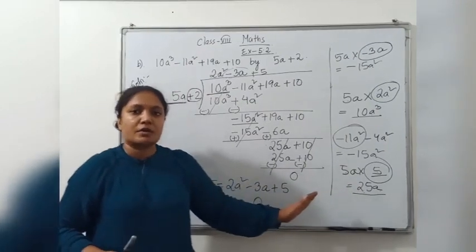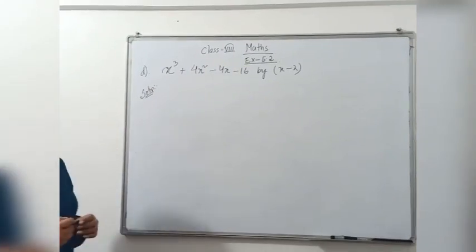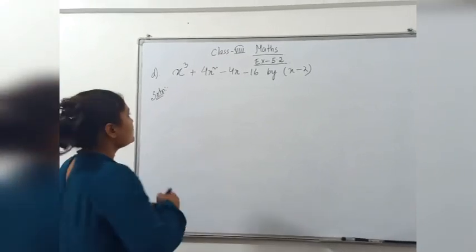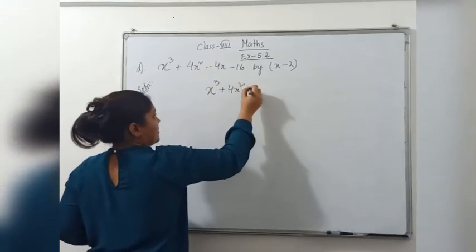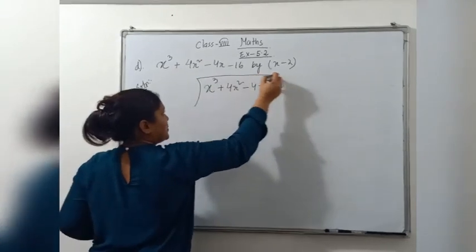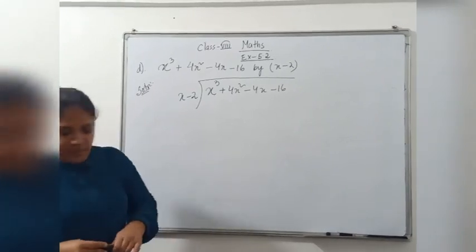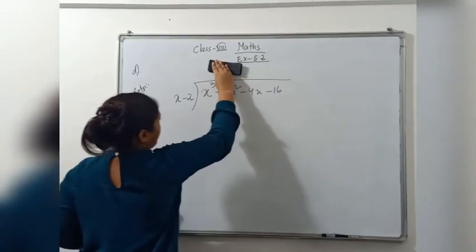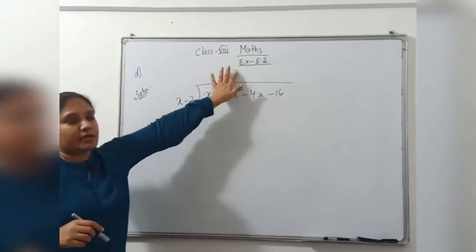Understood? So write down question number B. So students, before doing question number C, let us do question number D. Okay? Let's try the question. X cube plus 4x square minus 4x minus 16. This is your dividend and this is going to be your divisor. Okay? X minus 2. Okay students, let me erase this question once. There is no space, it seems. I have written the question already. I am just erasing so that you could see the numbers clearly.